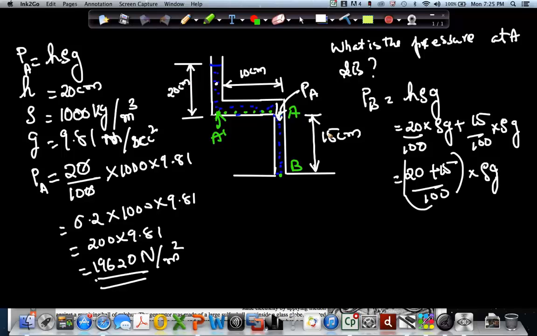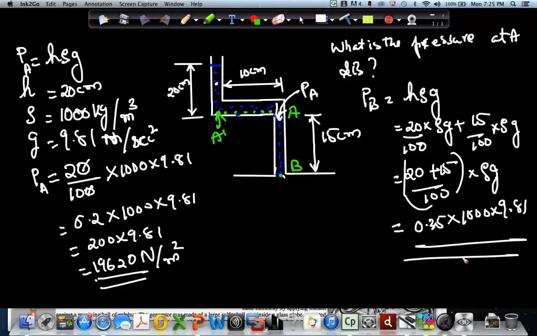So when I say H, find the total vertical height of the liquid column above that point. At this point the vertical height is 20. At this point it is 20 plus 15. So it is 0.35 into 1000 into 9.81. Right? I want you to calculate it yourself.